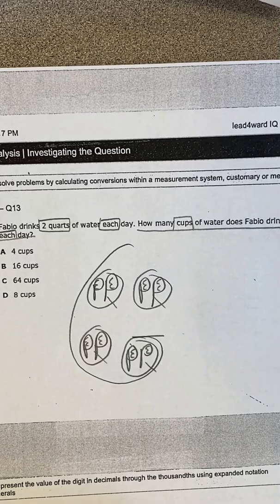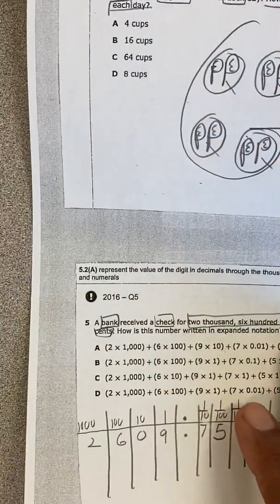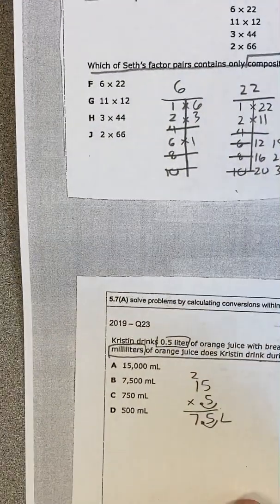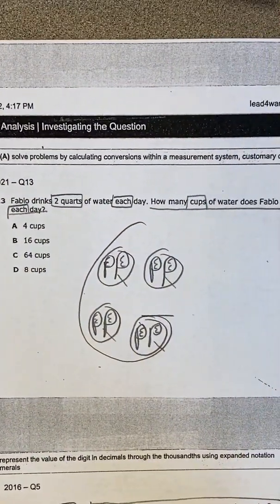Okay. Tonight we'll be going over number 13, number 5. All right. We're going over number 20 and number 23. All right, so we'll start with this one, number 13.